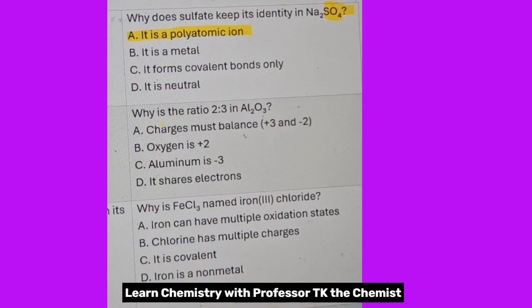Number 5, why is the ratio 2 to 3 in aluminum oxide? Well, the HESI exam it's supposed to be like a step up from the TEAS exam.